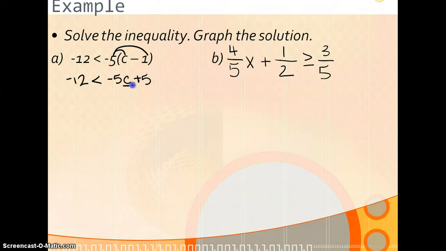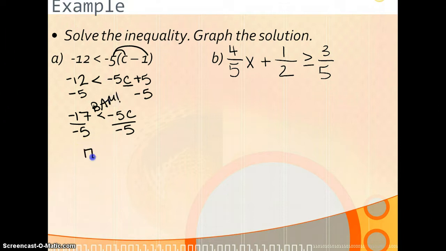We're going to underline C because that's what we're solving for, so subtract 5 from both sides. That gives you negative 17 is less than negative 5C. And from here you need to divide by negative 5. And again, you are dividing by a negative, so bam, flip that inequality. You get a positive 17 fifths is greater than C.